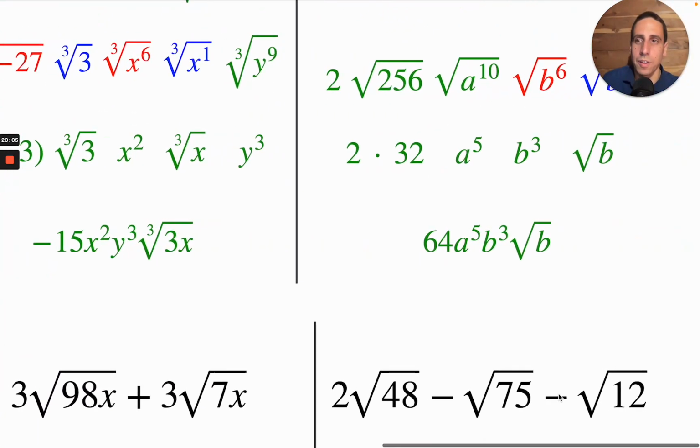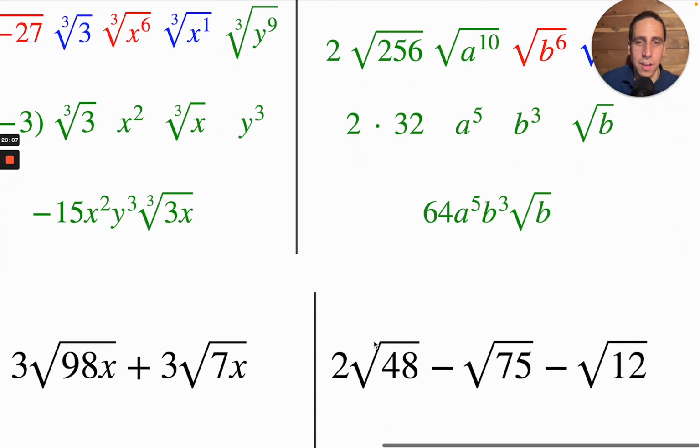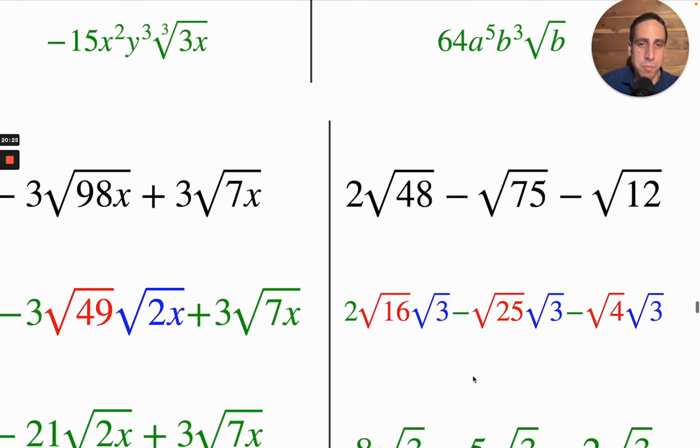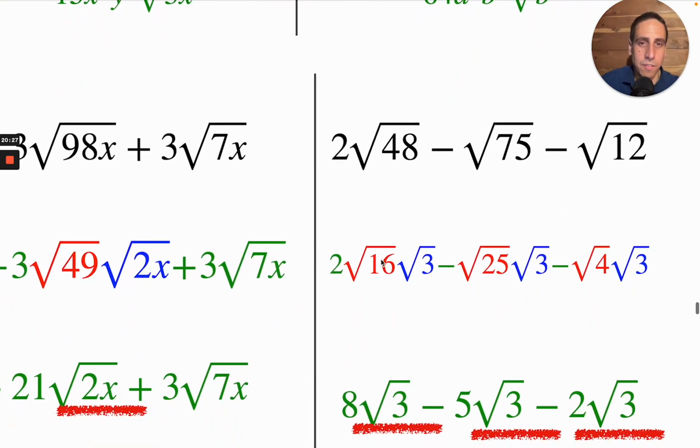One last one for the road. 2 root 48 minus root 75 minus root 12. Let's see. Well, the perfect square factor of 48 is 16. Perfect square factor of 75 is 25. Perfect square factor of 12 is 4. And the leftovers are all root 3. All of them. So when you simplify the red parts, you do get 4 times 2 is 8, 5 from the 25, and 2 from here.